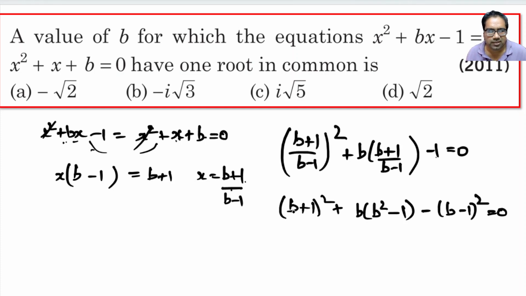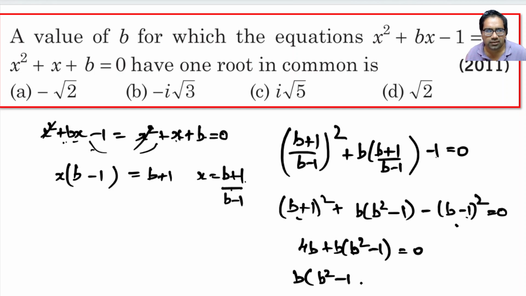a plus b whole square is a square plus b square plus 2ab. a minus b whole square is a square plus b square minus 2ab. This 2ab minus of minus 2ab. So this and this together will cancel out and we will be left with 2b minus of minus 2b, which is 4b. 4b plus b into b square minus 1 equal to 0. What does that mean? b into b square minus 1 plus 4 equal to 0. Right. What does that mean?